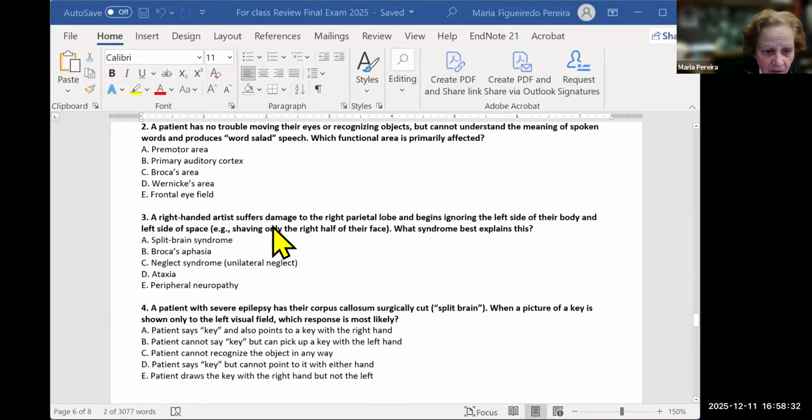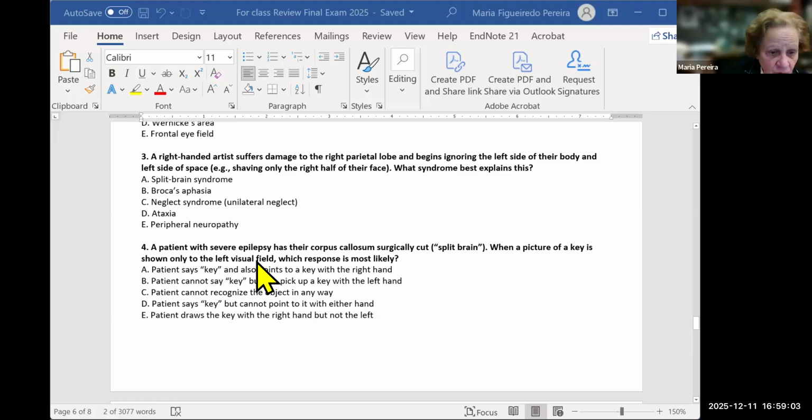A right-handed artist suffers damage to the right parietal lobe, ignoring the left side of their body and left side of space. What syndrome best explains this? Neglect syndrome, right? And never forget, the right side of the brain controls the left side of the body. So neglect syndrome.